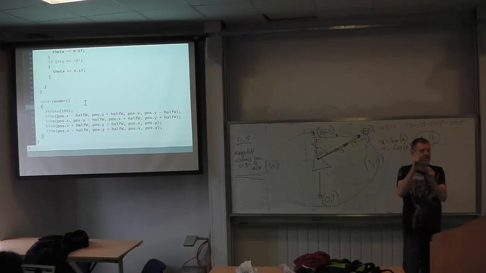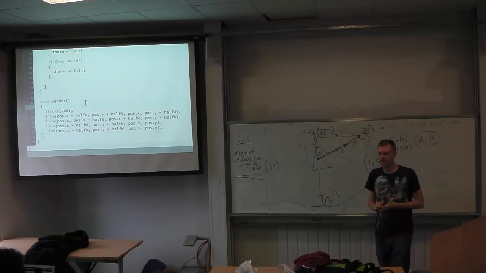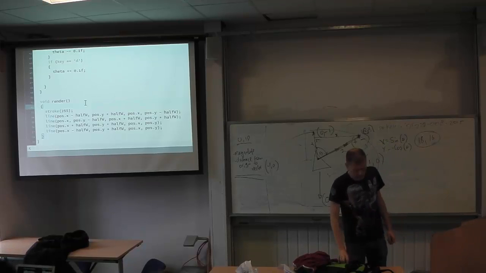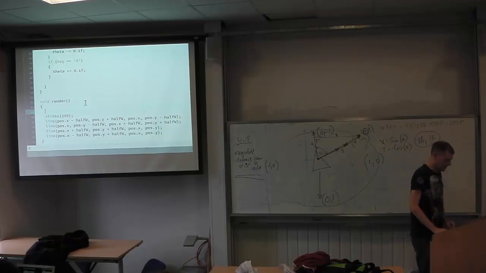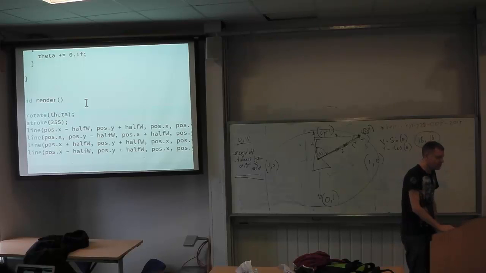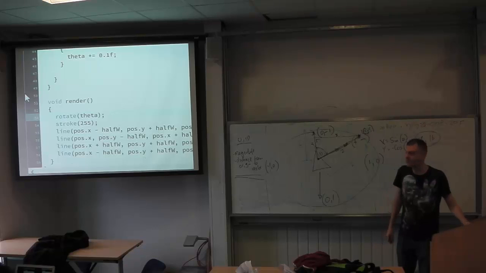But now I need to actually rotate the sketch. I need to rotate the ship based on that angle theta so that it's also drawn in the direction in which it's looking. And that's actually really simple. All you do is you type rotate. Oh, hang on. It's slightly more complicated. Let's try some things here. Let's just try one thing. Rotate theta.